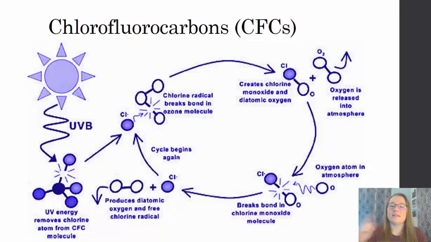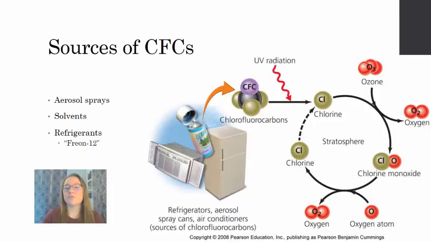So we're seeing this cyclic process where that chlorine is persistent in the atmosphere and it can be used over and over again. Now there are several sources of these chlorofluorocarbons, and they primarily come from aerosol sprays, solvents, and refrigerants such as Freon.